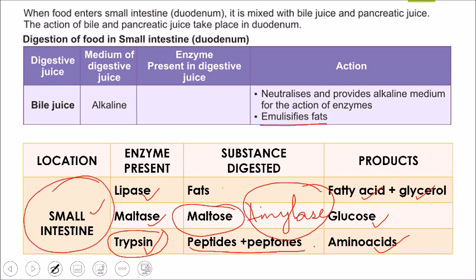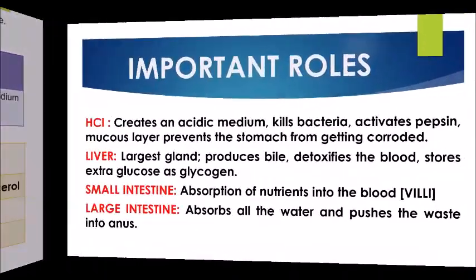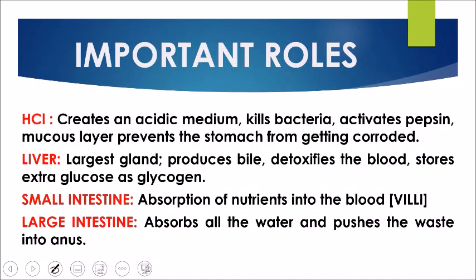Small intestine is extremely important because absorption of these nutrients directly into the blood will take place in the small intestine. I am repeating this point. Absorption of the nutrients from the small intestine into the blood will take place from this particular place alone. So that's why the small intestine is extremely important.